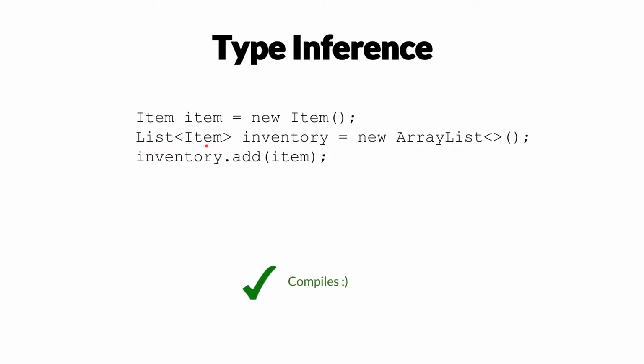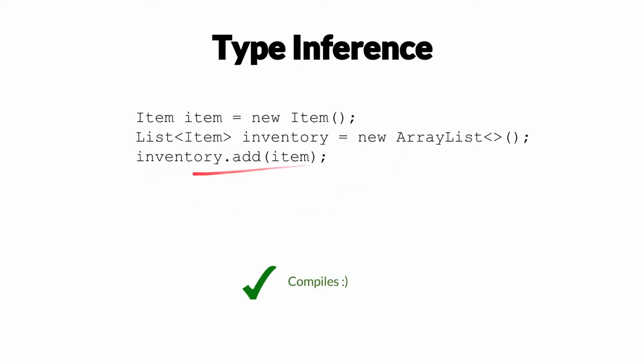On the next line, we have a list of items called inventory, and we instantiate that to be a new ArrayList. The ArrayList is an implementation of the List interface. One thing to note here is this Item inside the diamond operator looking things. This is called a type parameter. So when we're typing this variable inventory to be of type List, we're additionally passing a type parameter of the value Item to that type List.